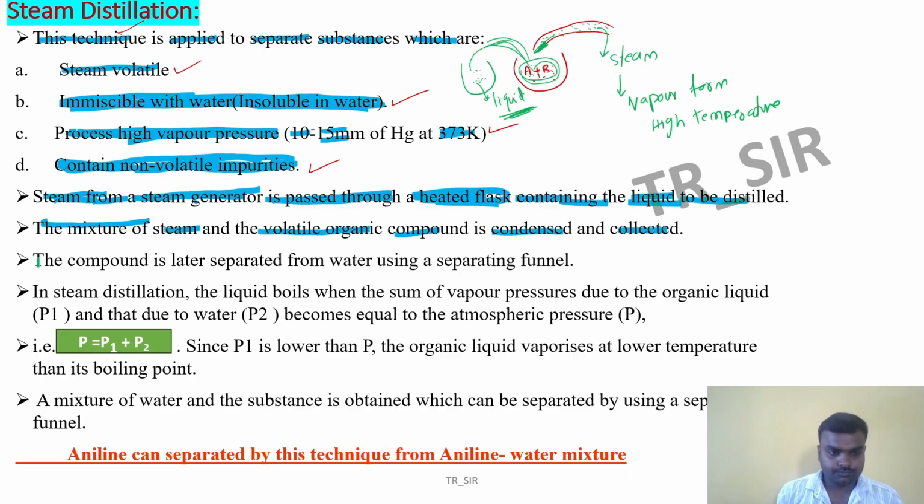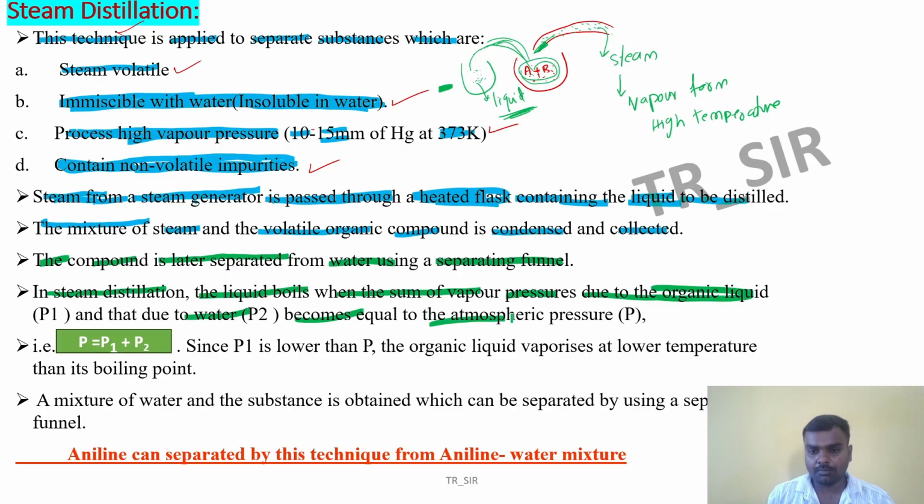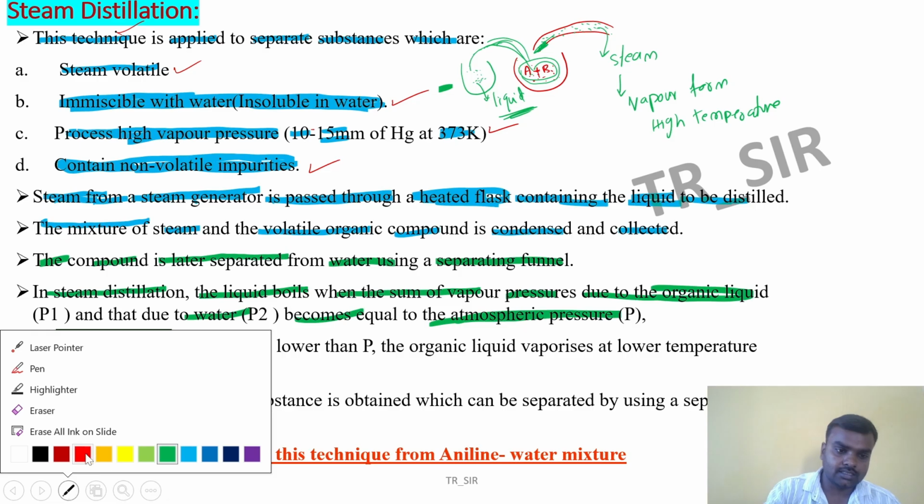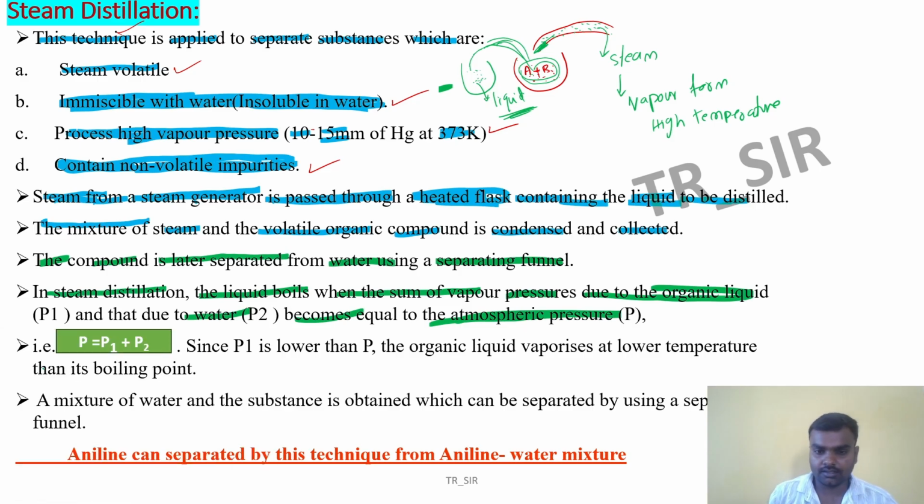Here, the compound is later separated from the water using the separating funnel. Here we got it, right? In steam distillation, the liquid boils when the sum of the vapor pressure due to the organic liquid P1 and due to the water P2 becomes equal to the atmospheric pressure. That means what happened here?